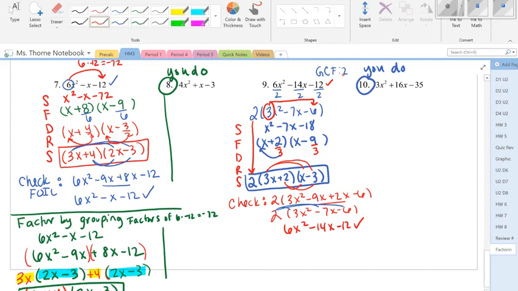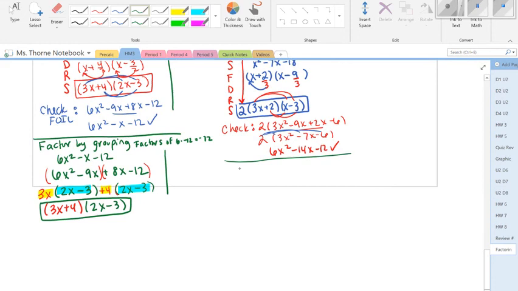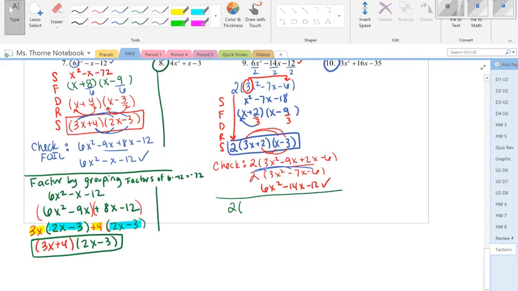Now we can also do, remember, factor by grouping. So let's go ahead and do the factor by grouping method as well. For the factor by grouping method, if I rewrite it with my greatest common factor in front, I have 2 times, and then remember it was 3x squared minus 7x minus 6. So for the factor by grouping, we know that the two factors are going to be minus 9 and plus 2. So 3x squared plus 2x minus 9x minus 6.